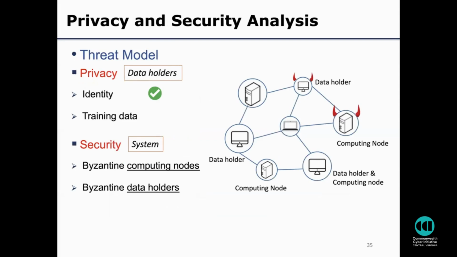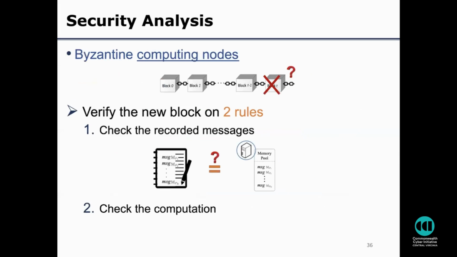Okay, so then we achieve the privacy of the training data. So then let's analyze the security protection. Let's first see the Byzantine computing node. This node needs to broadcast the block to other computing nodes for verification.